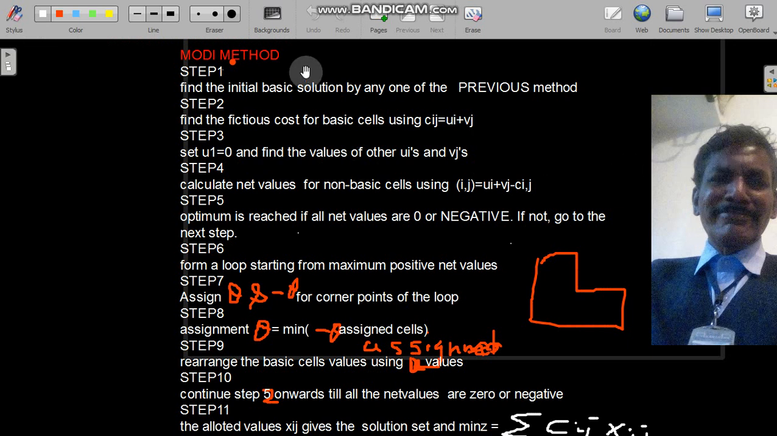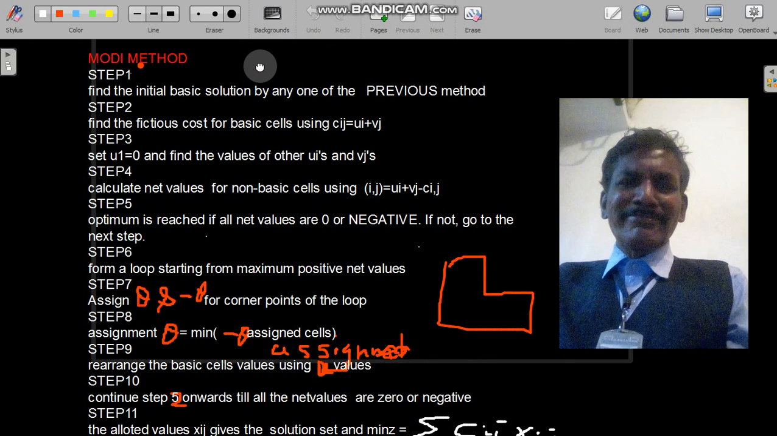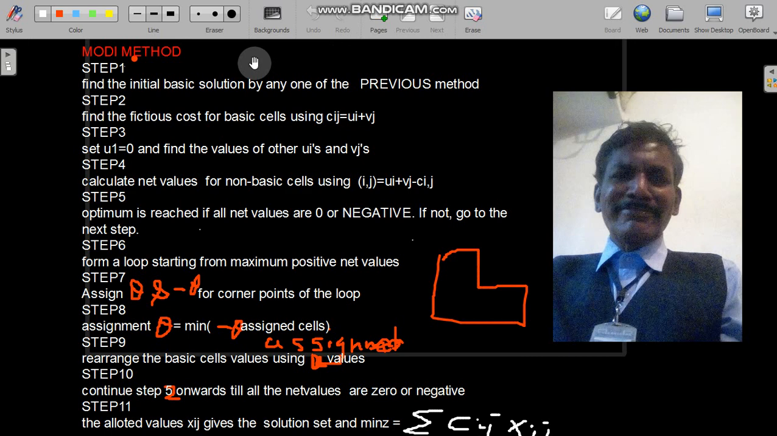Here, this is called what? MODI method, modified method. As I already told you, the MODI method is the best method because it gives the optimum solution. So optimum solution means what? The transportation cost brought out by the MODI method would be minimum among minimum. Only this method will give that.